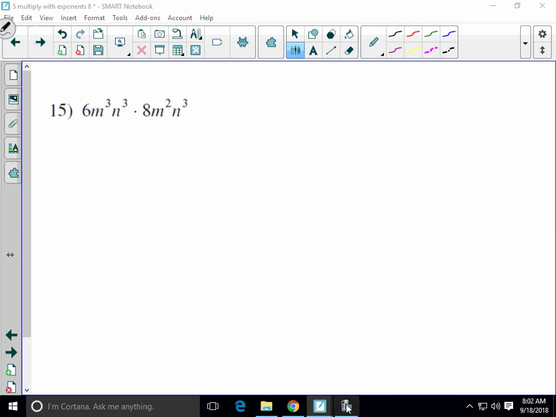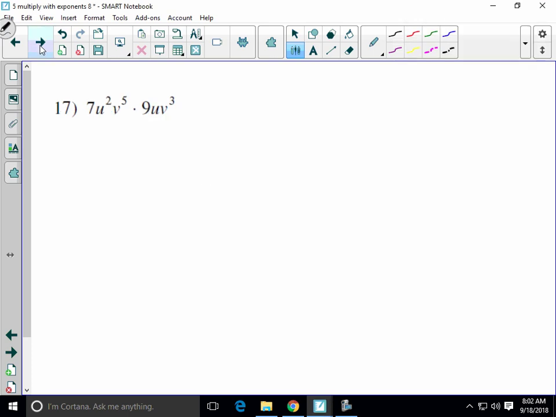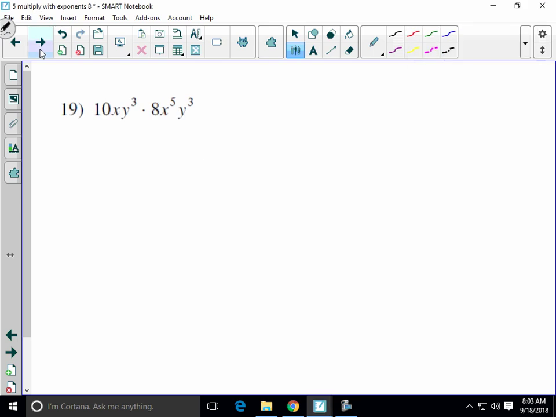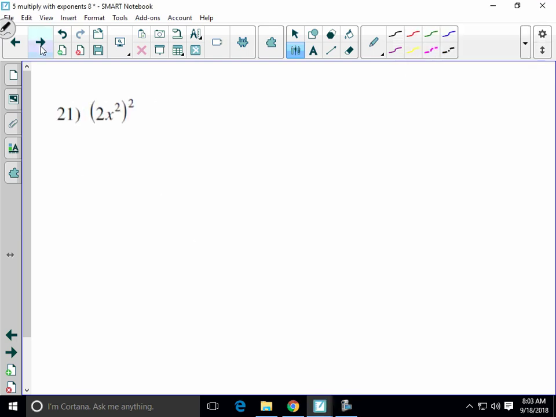Okay, number 15. 48 m to the fifth, n to the sixth. Number 17. 63 u to the third v to the eighth. 19. 80 x to the sixth y to the sixth. And then 21 just has a little bit of a challenge.